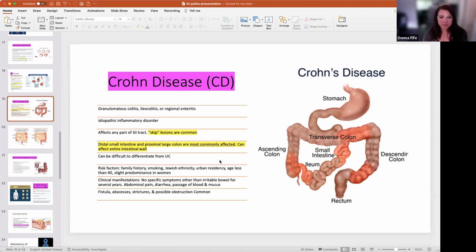Risk factors here, again, family history, smoking, Jewish ethnicity, those living in an urban area, age less than 40 years of age, and there's a slight predominance of this in women. Clinical manifestations, no specific symptoms other than irritable bowel for several years. And then the patient may have abdominal pain, diarrhea, and passage of blood and mucus. Now in this one, fistulas, abscesses, strictures, and possible obstruction are common, whereas with ulcerative colitis, these were rare occurrences.